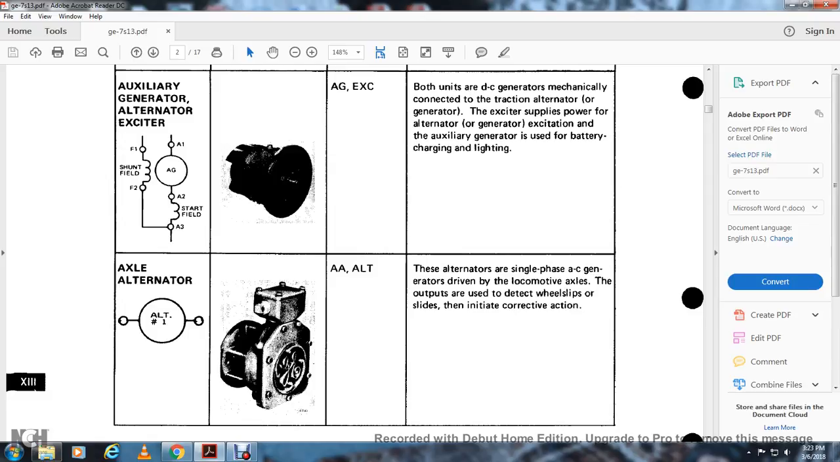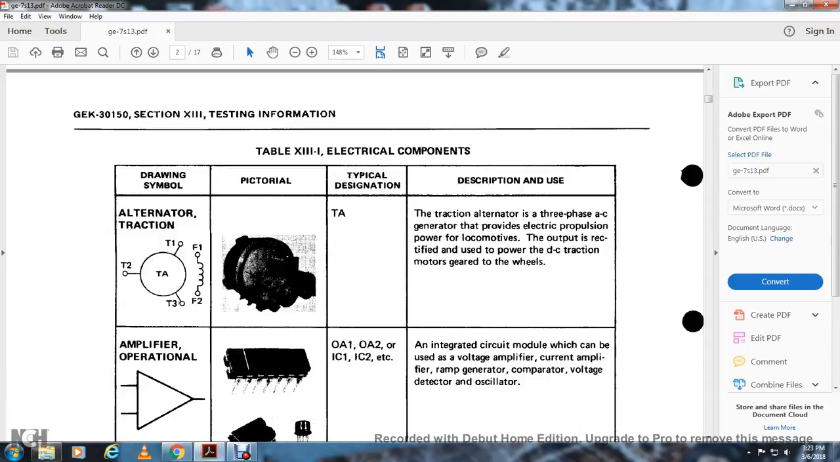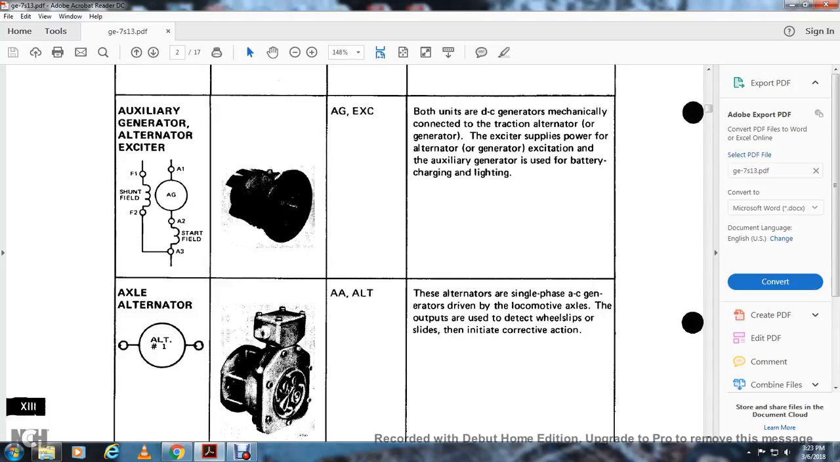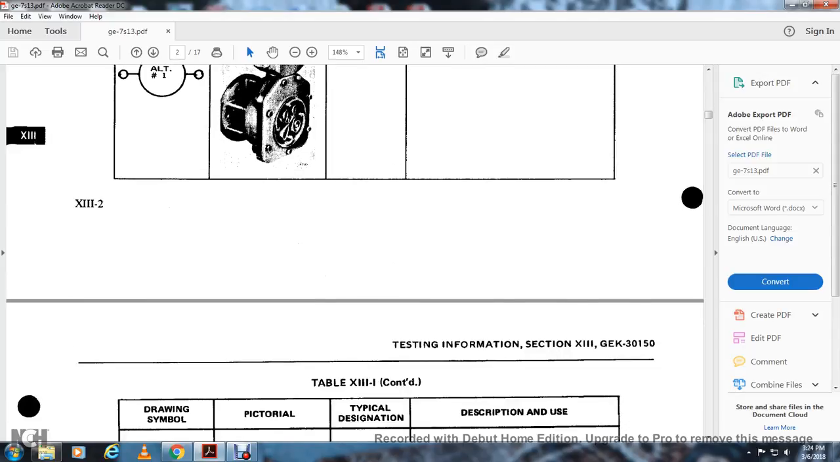Your axle alternator, also known as ALT number 1. The proper typical designation is AA for axle alternator, or ALT. These alternators are single-phase AC generators driven by the locomotive axle. The outputs are used to detect wheel slip and slides to initiate corrective action.